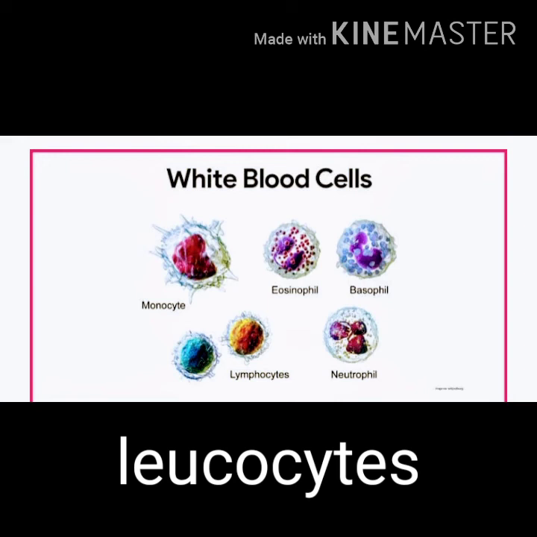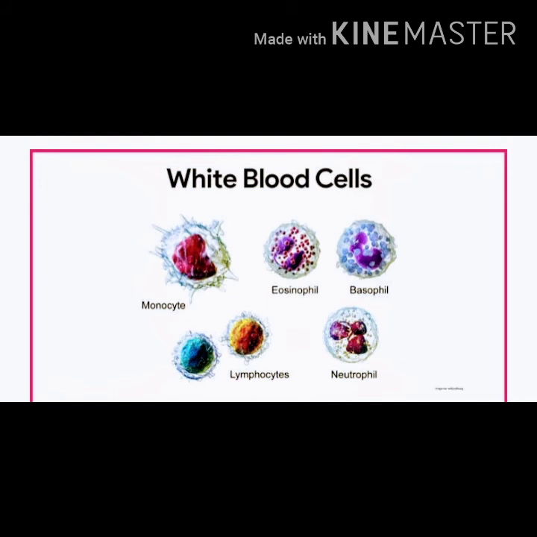These are usually colorless because hemoglobin is absent, and the main function of WBC is that it acts as the soldiers of our body. Soldiers of our body means they help our body against the attack of disease-causing germs. If there is any attack of disease-causing germs, this WBC fights against the germs and protects our body from the invader.